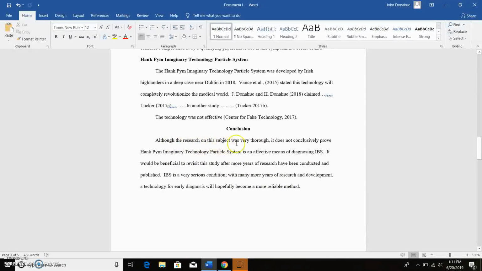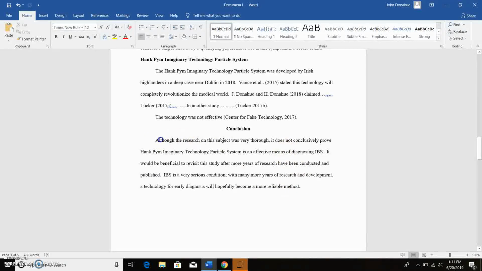Although the research on this subject was very thorough, it does not conclusively prove Hank Pym Imaginary Technology Particle System is an effective means of diagnosing IBS. It would be beneficial to revisit this study after more years of research have been conducted and published. IBS is a very serious condition. With many more years of research and development, a technology for early diagnosis will hopefully become a more reliable method.